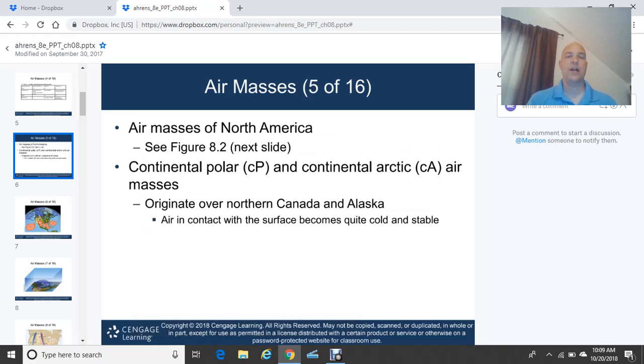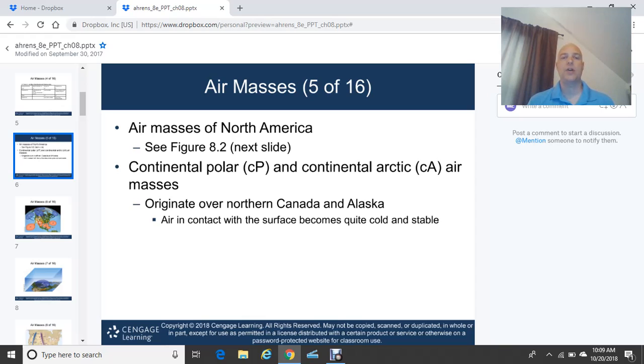All right, so air masses of North America, and we'll move into the slide here in a minute. That's figure 8.2 from the 8th edition of the Essentials of Meteorology textbook. We'll go into the air masses, and I'll show you what those look like graphically here in a minute.